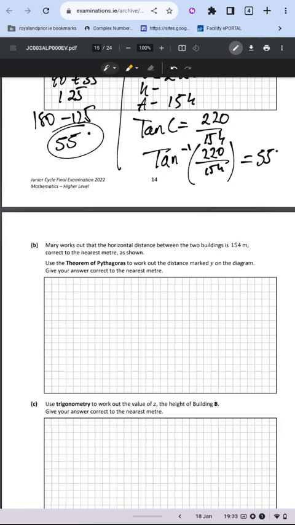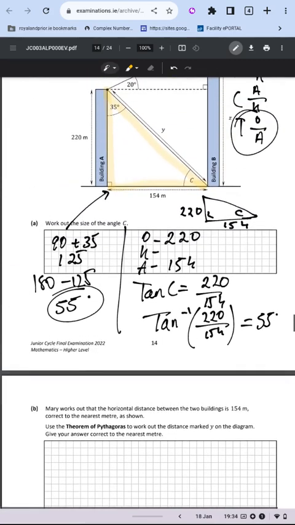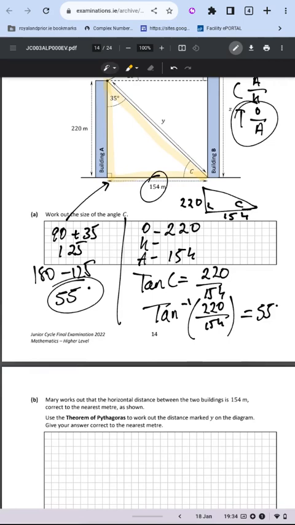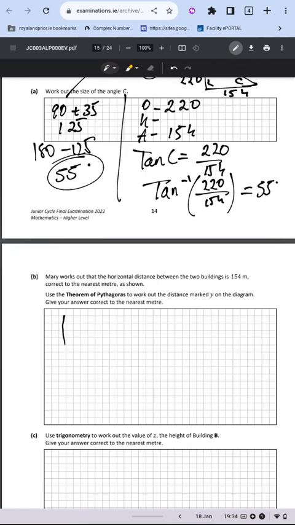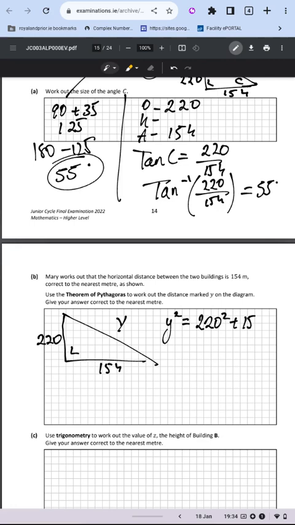Mary works out the horizontal distance between two buildings to be 154. Use the theorem of Pythagoras to work out the distance marked y. Now everyone should get that. So you have a triangle. There's 220. There's 154. I'm going to work out y. So Pythagoras says the hypotenuse squared is equal to the sum of the squares of the other two sides.